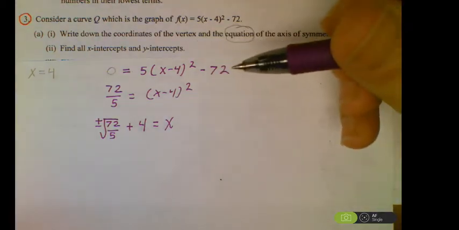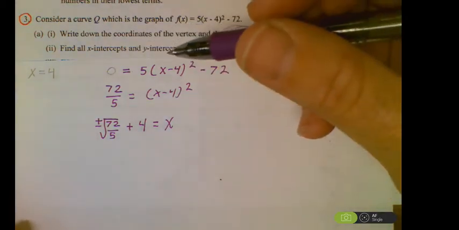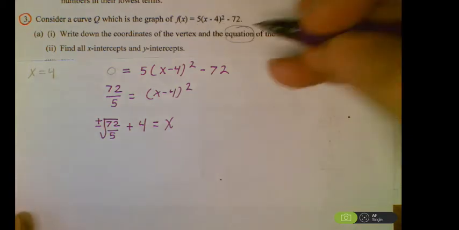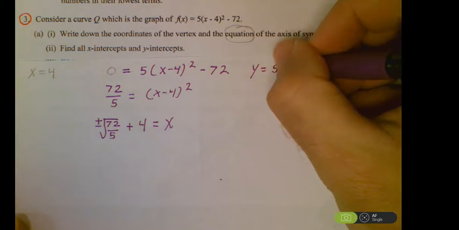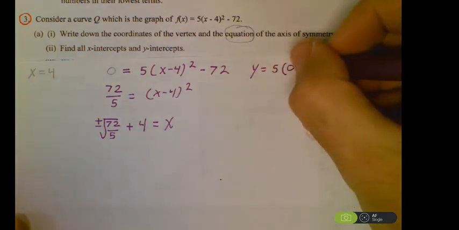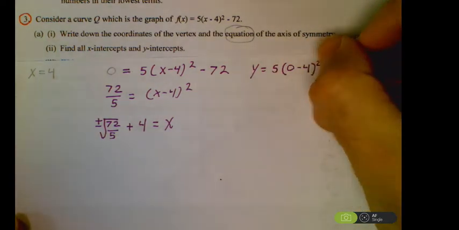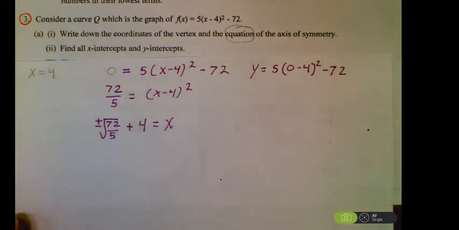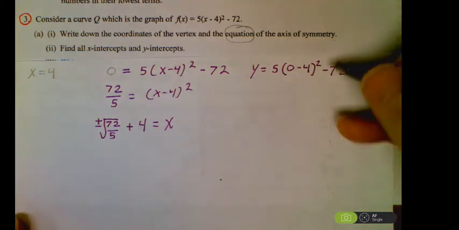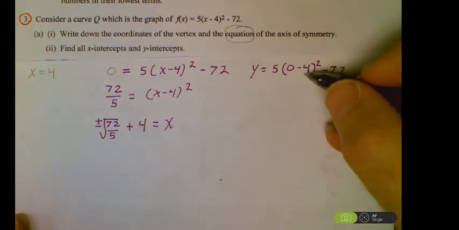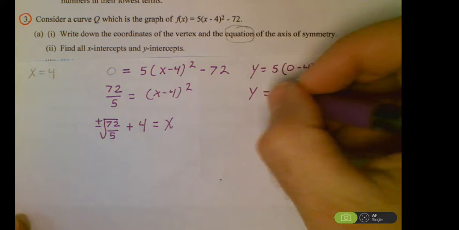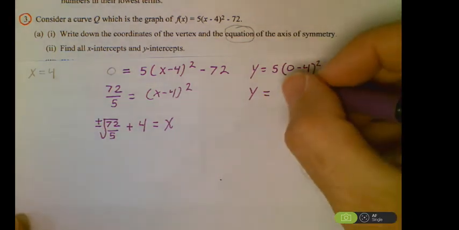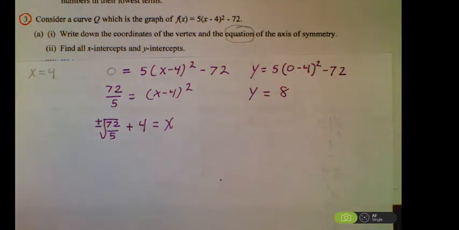As far as getting the y-intercept, now we would plug in a 0 for x. So we'll show that one here real quick. Plugging in a 0 for x and just solving from here. So we're looking at -4 squared, which is 16. 16 times 5 minus 72 is going to get us, so 80 minus 72 gives us 8. And there we go, we got our y-intercept.